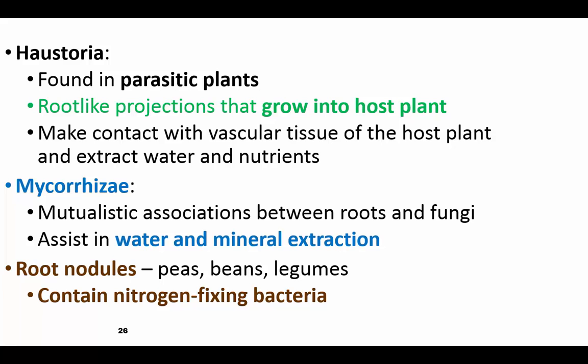Now, mycorrhiza is a mutualistic relationship between roots and fungi, and this helps with water and mineral extraction. And then there are root nodules that you find on peas and beans and legumes, and those nodules contain bacteria that are nitrogen fixing, meaning they can take the nitrogen out of the atmosphere, that is a gas, and convert it into a usable form for living organisms. And if it's on the roots of the peas, beans, and legumes, it converts it to a form that the peas, beans, and legumes can use, and that's how they get their nitrogen.